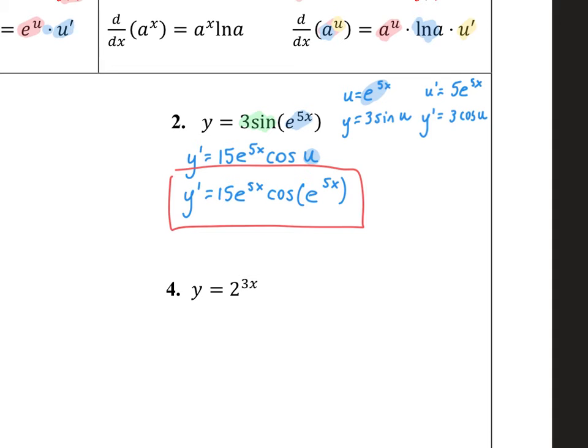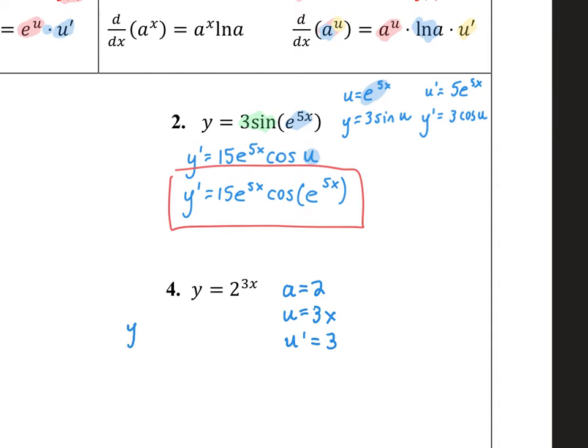Let's start by listing out what all these variables are. My a is the base, which is the 2, so a is 2. U is my exponent, which is a 3x. I'm also going to need u prime, which is the derivative of 3x, which is just 3. And now I pretty much just plug into that formula.